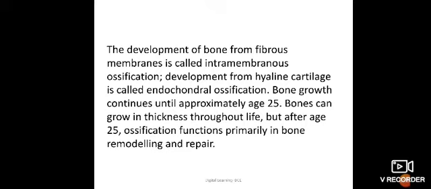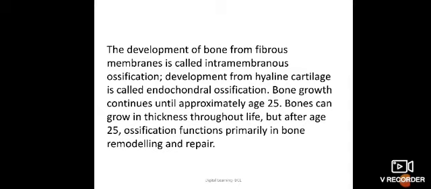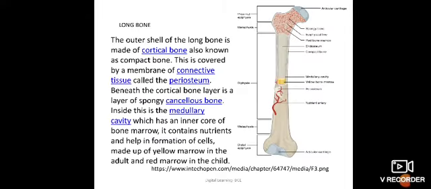Bone growth continues until the age of 25 years. Bones can grow in thickness throughout life, but after the age of 25 years, the formation functions primarily in bone remodeling and repair. Now, we'll see how a long bone grows and develops.